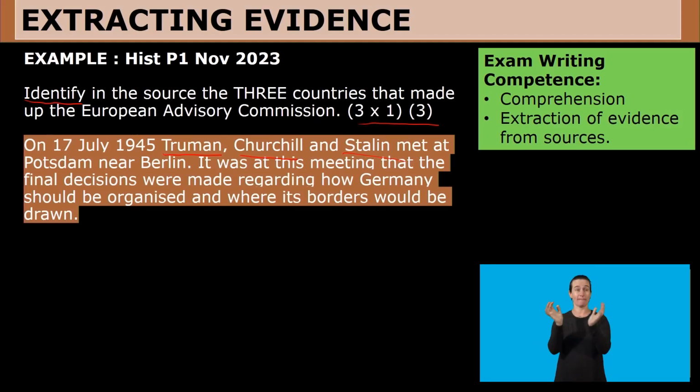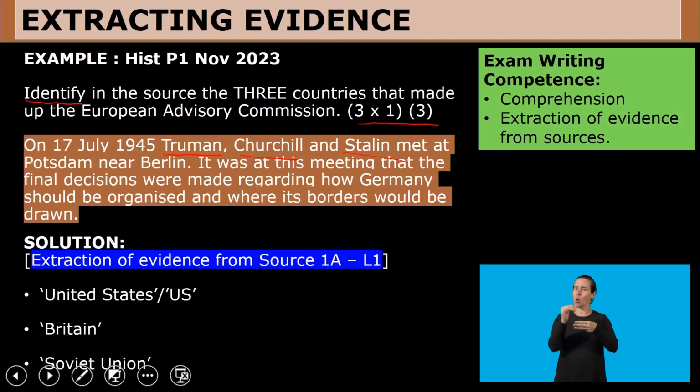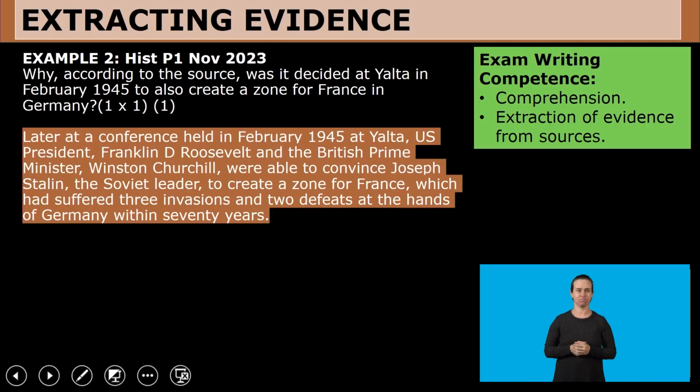It was at this meeting that the final decisions were made regarding how Germany should be organized and where its borders would be. So you can see here, they've given you the names of the leaders. So from the names of the leaders, you have to identify the three countries. The solution is, it was the United States or the US, Britain, and the Soviet Union. So you can see those are linked to the leaders that are given in the caption.